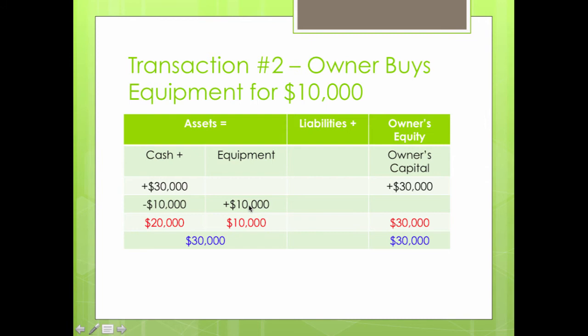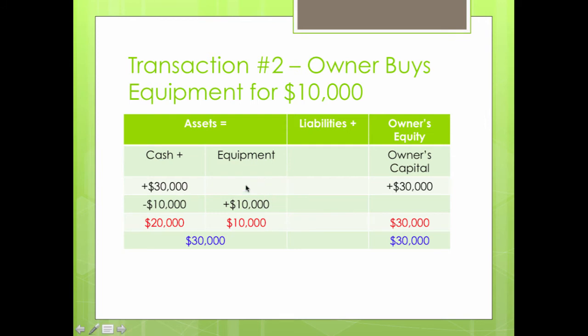And remember, like I said, it must affect at least 2 accounts under the accounting equation. What we're going to be doing is also affecting the cash account because you're paying with cash. So that's why we also record minus $10,000 under the cash account. We invested $30,000 in cash into the cash account, but now we're going to be buying $10,000 worth of equipment. So we need to subtract that from the cash account. If we do that, 30,000 minus 10,000 equals 20,000, which is my total balance in red.